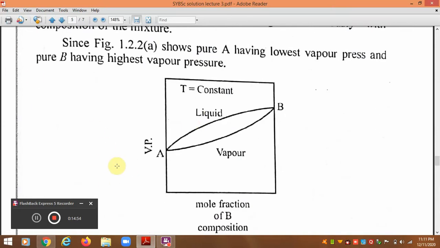So dear friends, in the next part of the video we will discuss the non-ideal system, which we also call the real system, and what the different characteristics of real solutions are. Definitely these real systems, called non-ideal solutions, will not follow Raoult's law, and they will show deviation from Raoult's law. What type of deviations are shown by these non-ideal solutions from Raoult's law, we will discuss in the next part of the video.